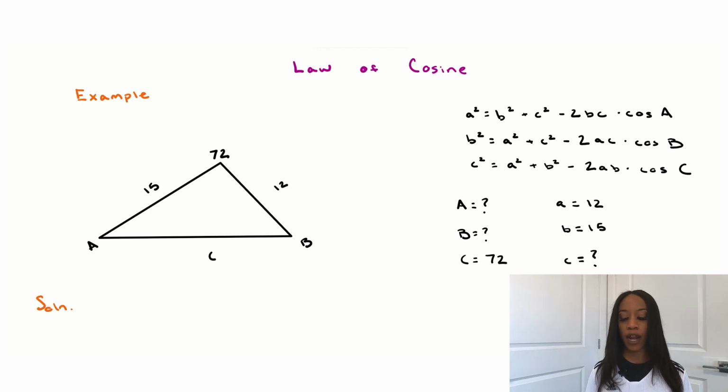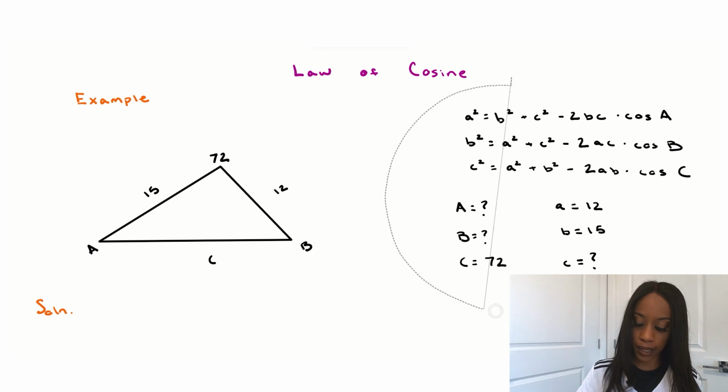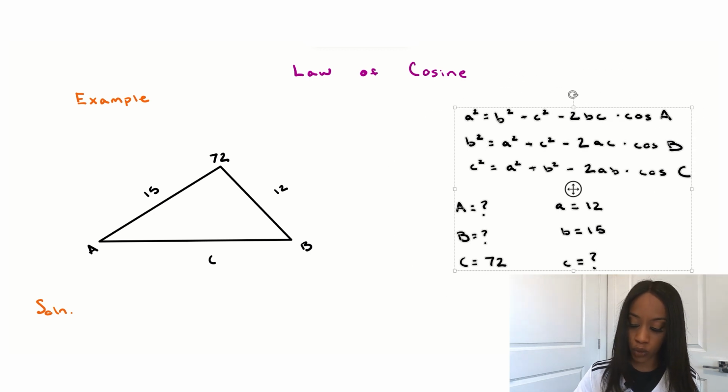Now, taking a look at our cosine laws, we see that the third law is the one that makes the most sense to start with. This one makes the most sense, in my opinion, to start with because all of the variables that we have on the right side of our equal sign are variables that we're given. So with that being said, let's go ahead and start plugging into our formula.